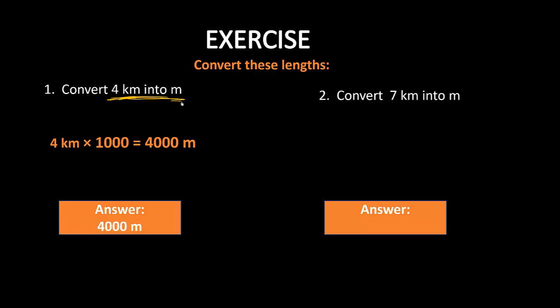Our next question is to convert 7 kilometers into meters. So that's going to be multiply again since we're converting kilometers into meters. So it's going to be 7 kilometers multiplied by 1,000, which is also equals to 7,000 meters. So our answer is 7,000 meters.